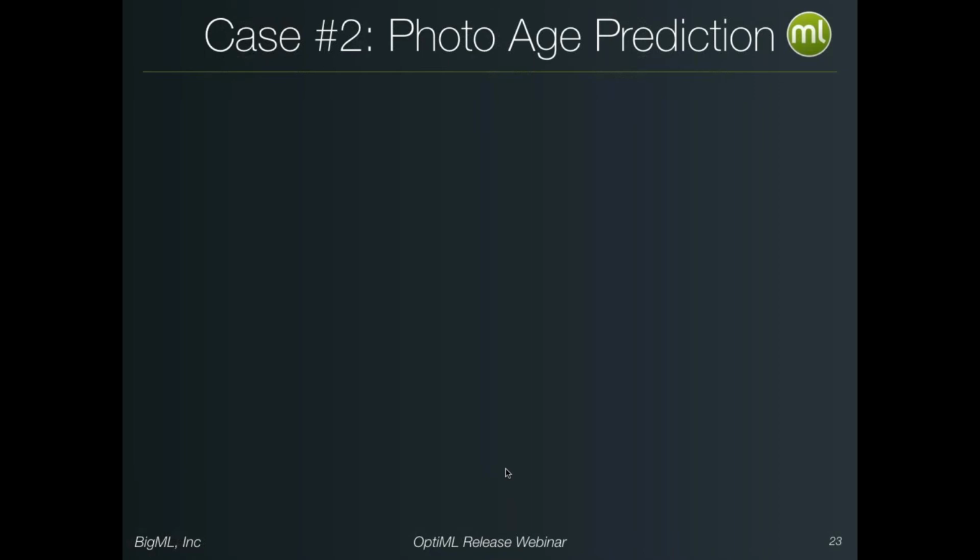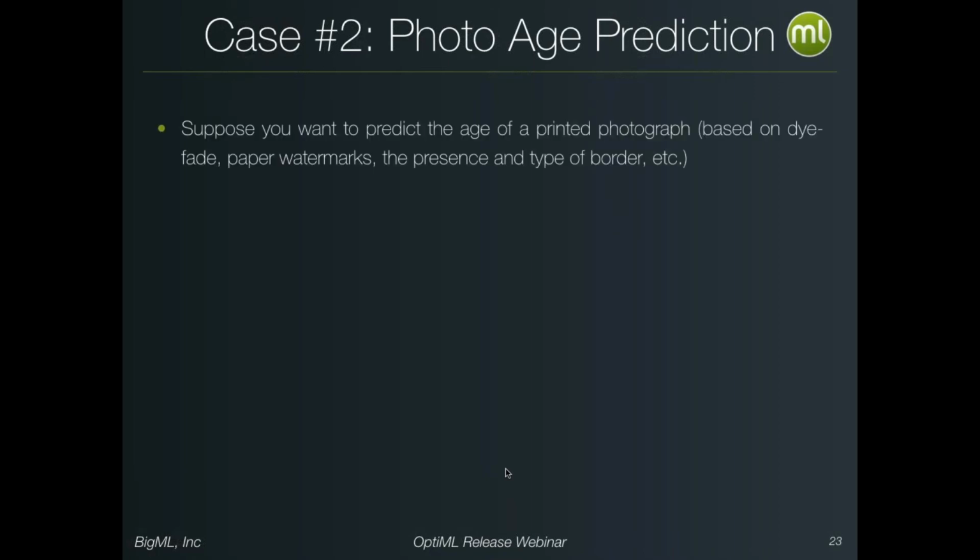You're trying to predict the age of a photograph based on things like the way the dye is fading, the watermark on the photographic paper, and the presence of a type of border on the photograph. So you can imagine with all these characteristics, you can get a good idea of what the age of the photograph is. And so your training data set has a bunch of photos in it, but they're only from a few dozen people.